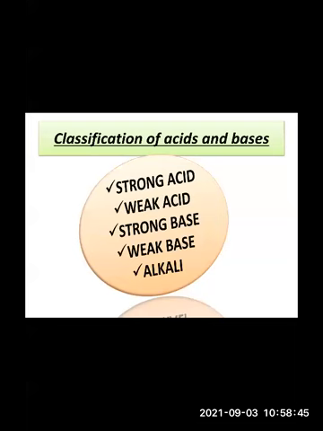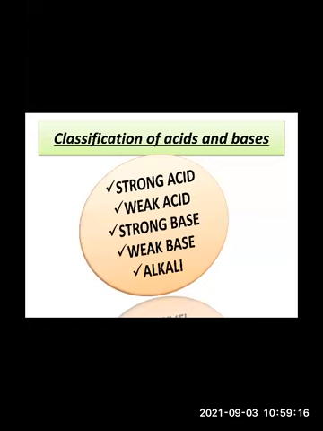So students, according to Arrhenius, what is an acid? An acid is a substance which on dissolving in water gives rise to H plus ions as the only cation. I told you HCl will dissociate and give what? H plus and Cl minus. Similarly, take the example of sulfuric acid, H2SO4. It will dissociate and give what? H plus and HSO4 minus.